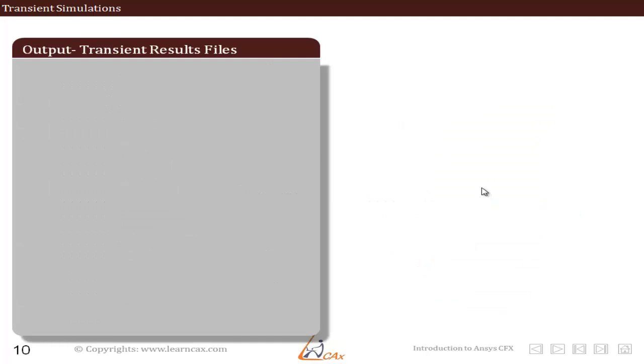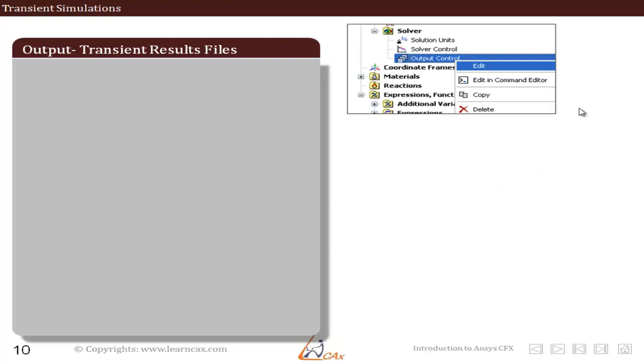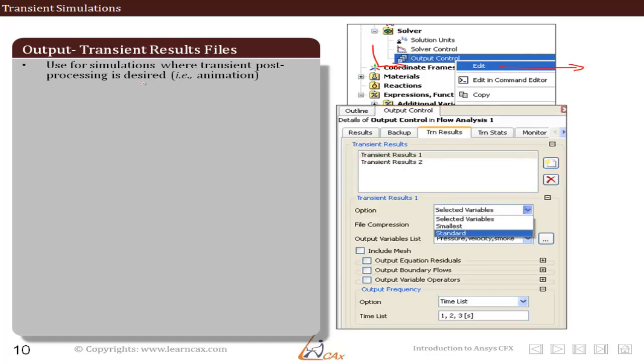Now let us review the transient results file. In the solver output control, we can click edit. We have to go to output control of the solver and click on edit. This is used whenever we want to create any type of animation as a function of time. So in this case, there is a tab in the output control which is called transient results. This means when the solution is progressing, what sort of transient files you have to write after some specified time instance.